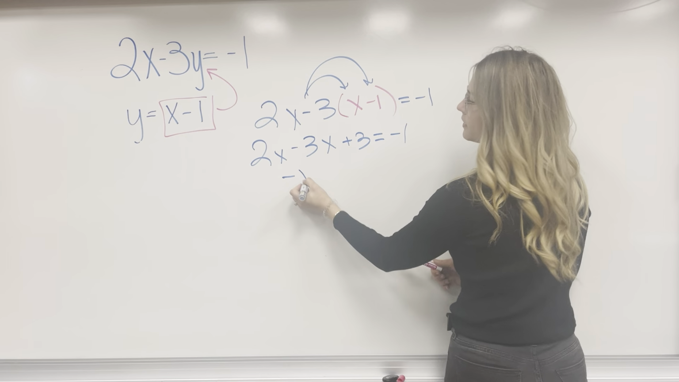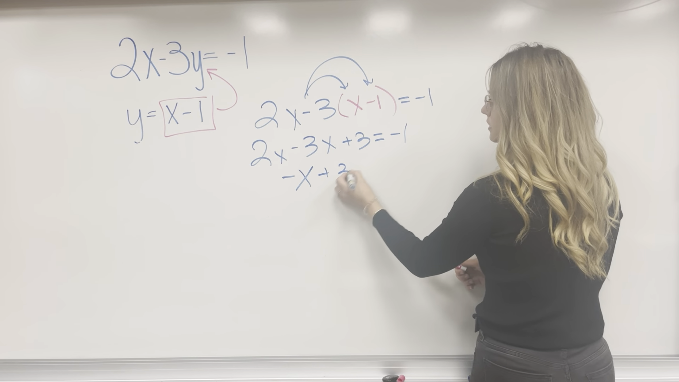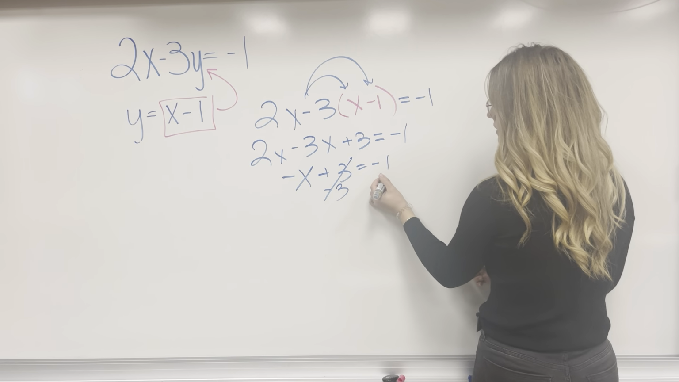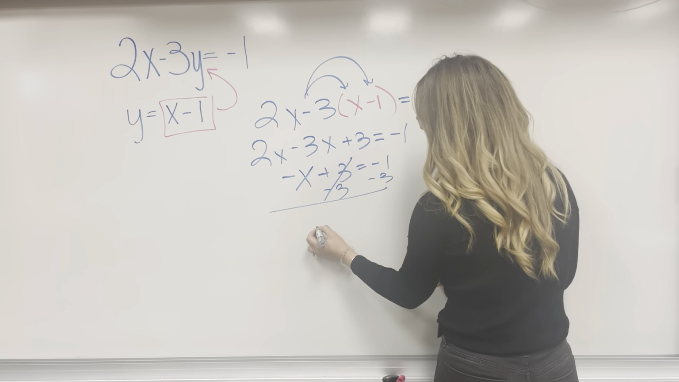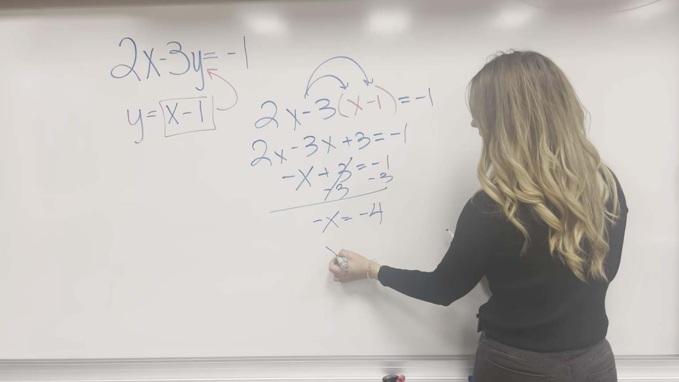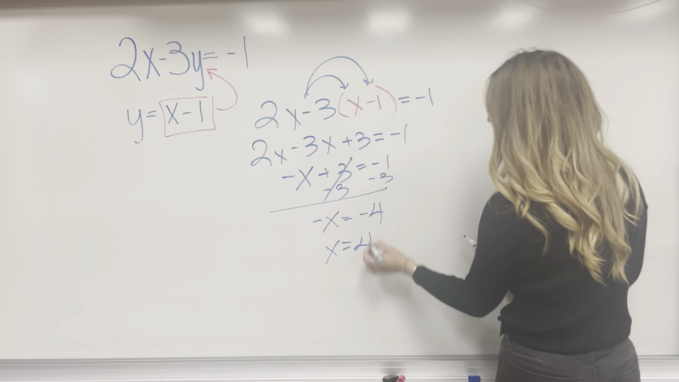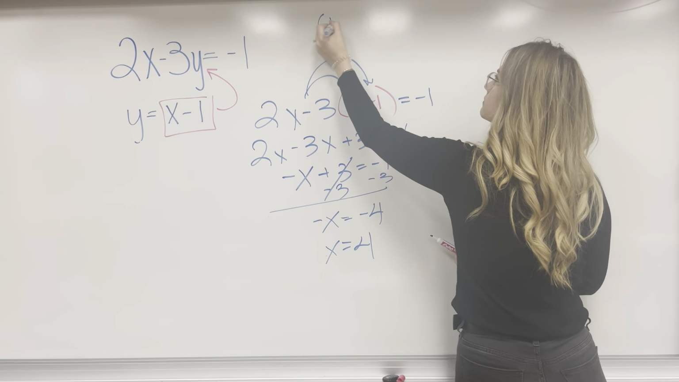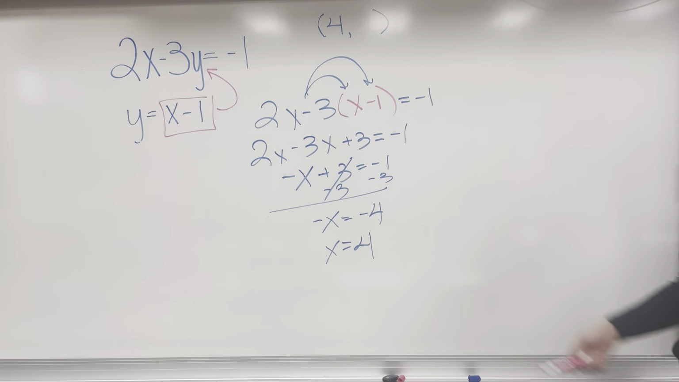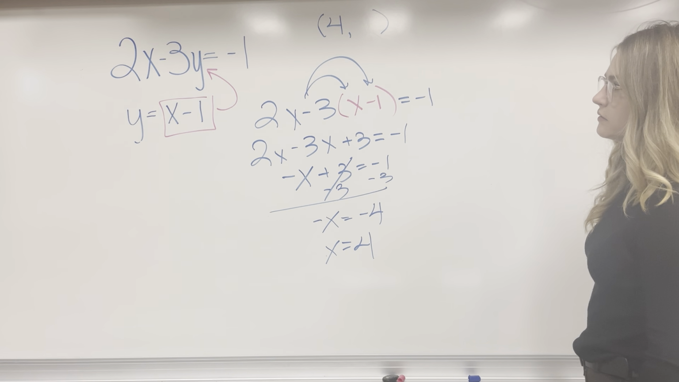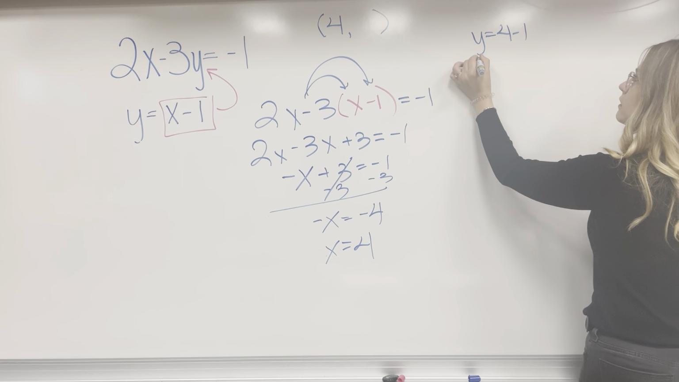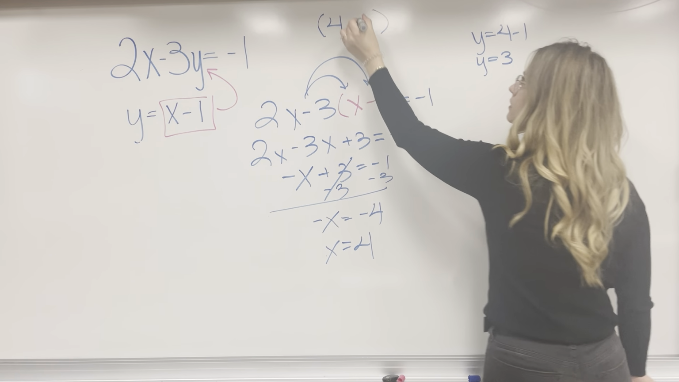So we have negative x plus 3 equals negative 1, minus 3 from each side. Negative x equals negative 4, so then x equals 4. Now let's plug x equals 4 into the bottom equation and solve for y. All right, y equals 3.